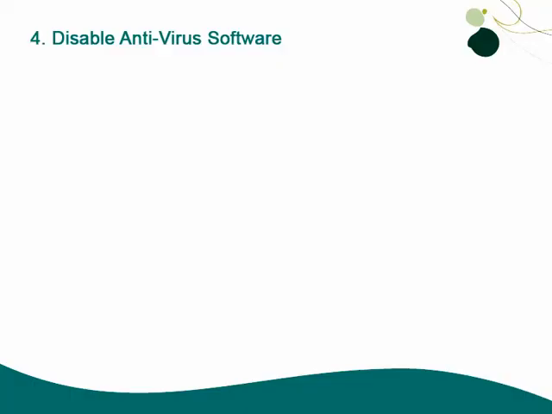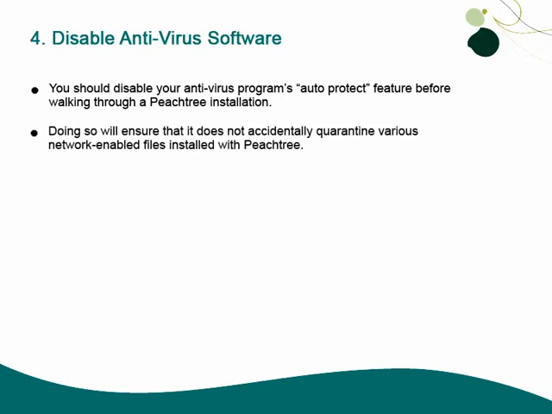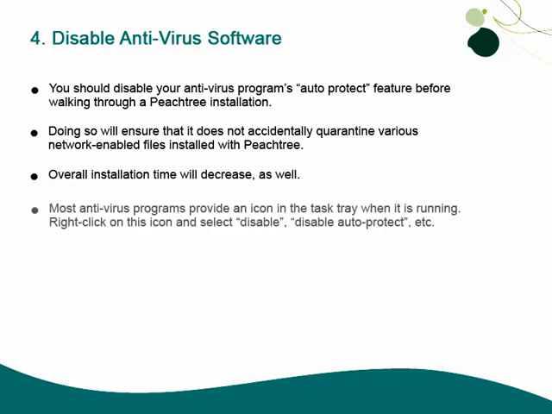If you are running an antivirus program, you should disable its auto protect feature before walking through the installation. Doing so will ensure that the program does not accidentally quarantine various network-enabled files installed with Peachtree. Overall installation time will decrease as well.